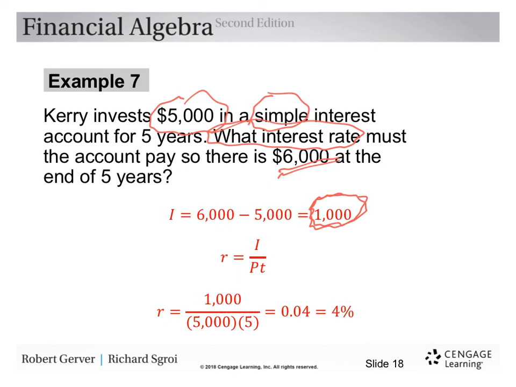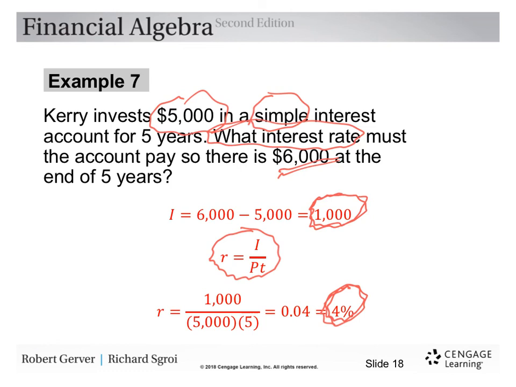So again, if we use I equals PRT, divide both sides by PT this time, we get the rate is equal to the interest divided by the principal times the time, okay? So the rate is equal to 1,000 divided by 5,000 times 5, comes out to be 0.05. Remember, that's a decimal. Move the decimal point 2 places to the right, and therefore we've got a 5% interest rate.